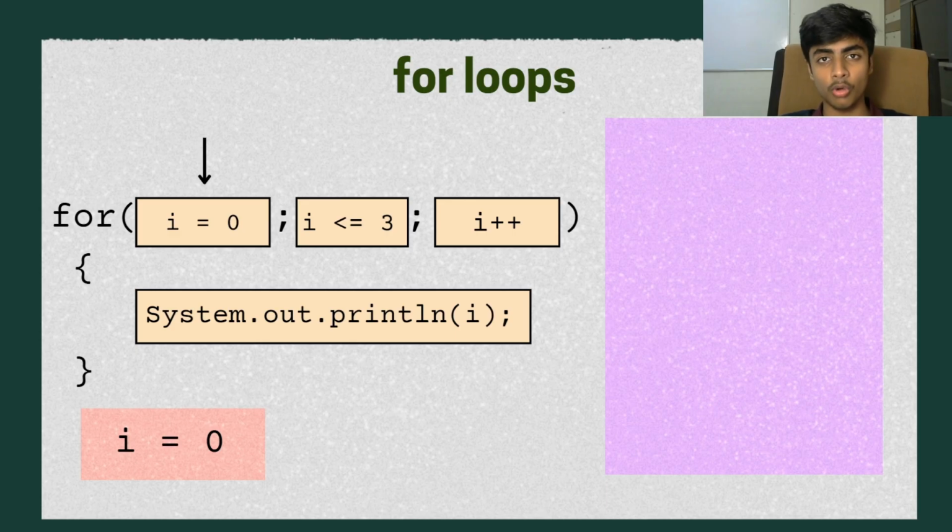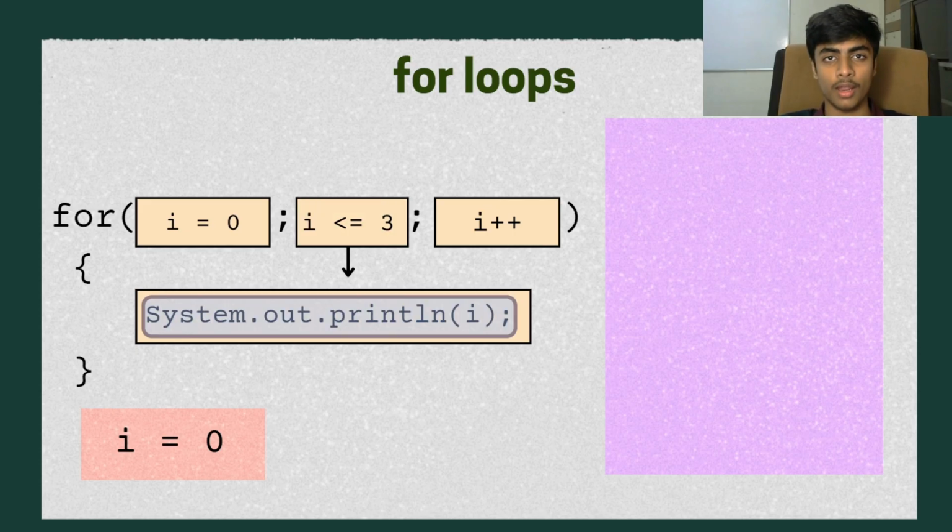After this, we're going to move on to the condition. We're going to check the condition. Here, we're checking if I is less than or equal to 3. Basically, we're checking if 0 is less than or equal to 3. 0 is not equal to 3, but it is less than 3. So this condition is true. Since the condition is true, we're going to move on to the body of the loop. Now, the body of the loop is just the println statement that's printing the value of I. I is currently 0, so we're just going to print 0. We're going to see a 0 in our output window.